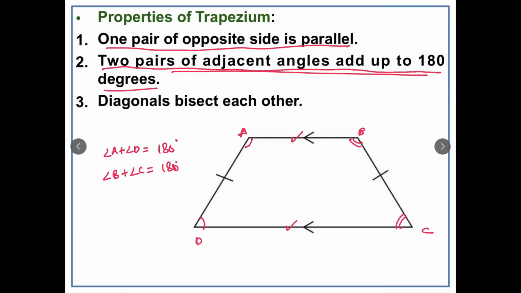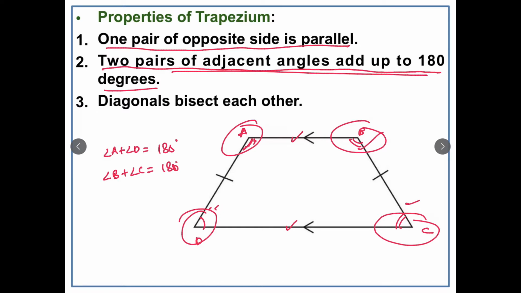Okay, so these are the adjacent angles which sum up to 180 degrees, but not this D or C will be equal to 180 degrees. Similarly, this A and B will not be equal to 180 degrees, but this pair of adjacent angles, in this case AD and BC, their sum adds up to 180 degrees.